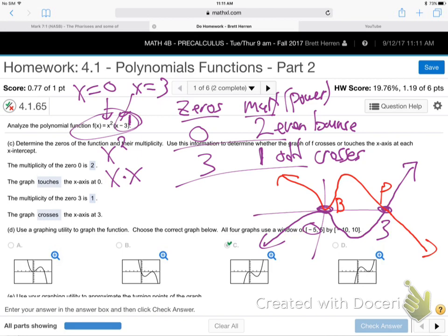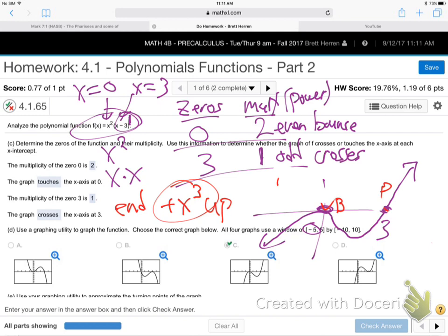Which one is the end? We already did the end, didn't we? The end was positive x cubed, right? The most powerful term. Remember, the end behavior is the most powerful. It's positive, so it's up. So it's the purple one. It's not the red one, huh? Let me get rid of this. This one's wrong. So the end is positive, isn't it? So in the end, it's going up, up, and away, passes through the 3, bounces at the 0. That's generally what the graph looks like, huh?